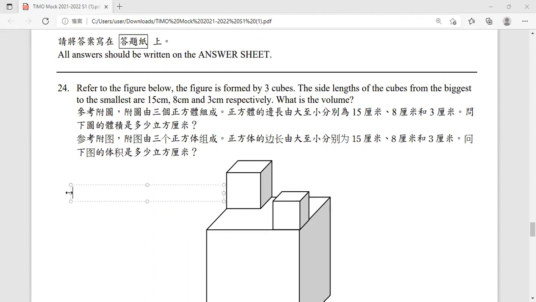Nothing special. It's just the sum of volumes, because they are all cubes. Okay, it's free. They are all cubes. Okay, it's just that.